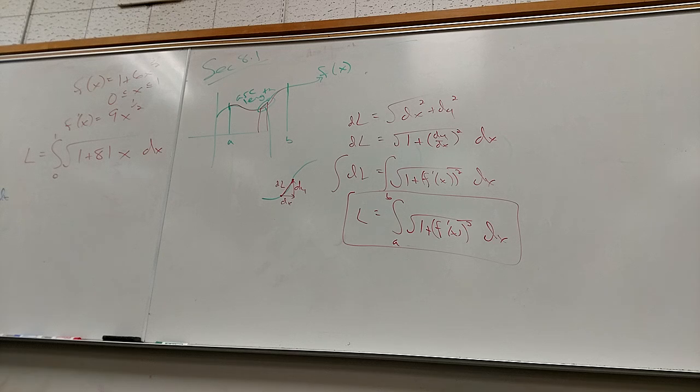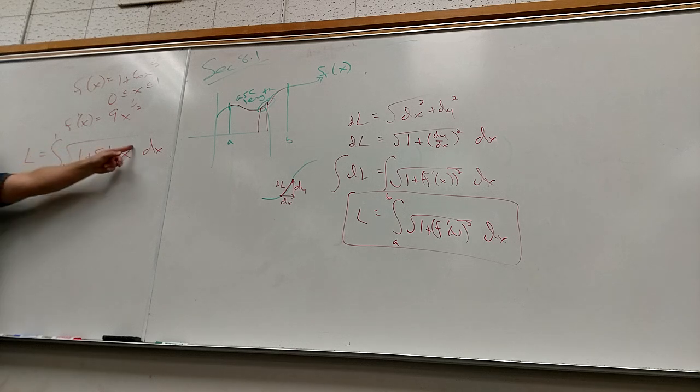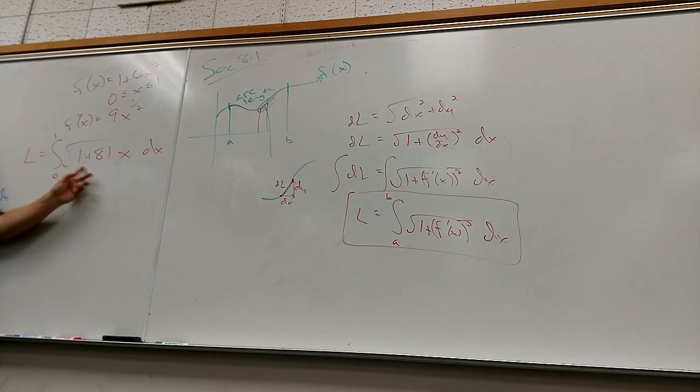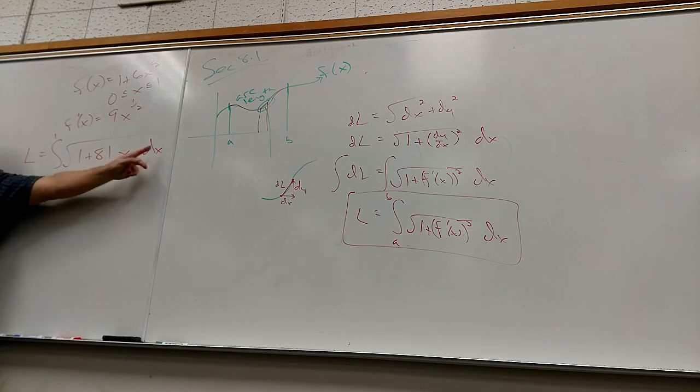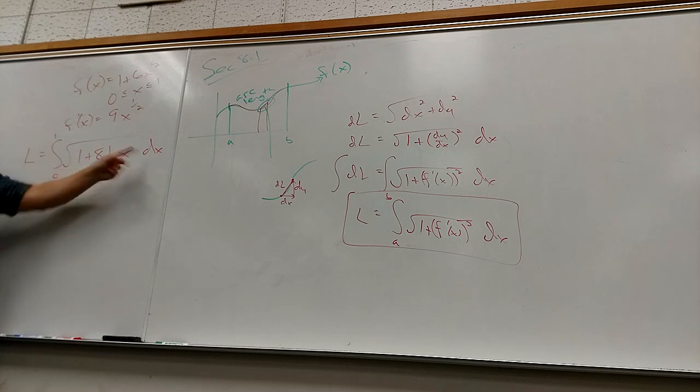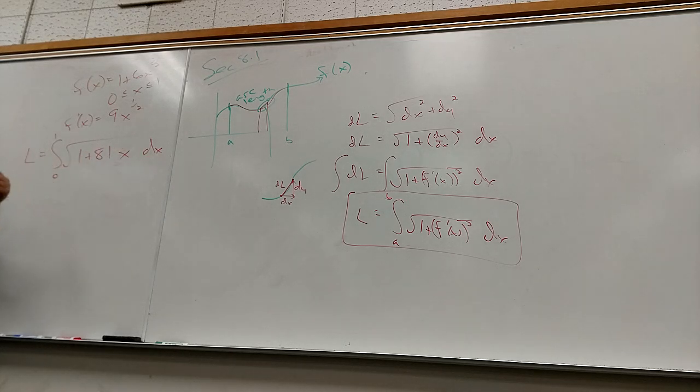Calc 2. But do I have a squared there? No. What's the derivative of 1 plus 81x? 81 dx. So do I have the derivative? Yes, I do. I don't have an 81, but who cares about the constants? What can I put on the outside? 1 over 81. Okay, so the constant doesn't matter.